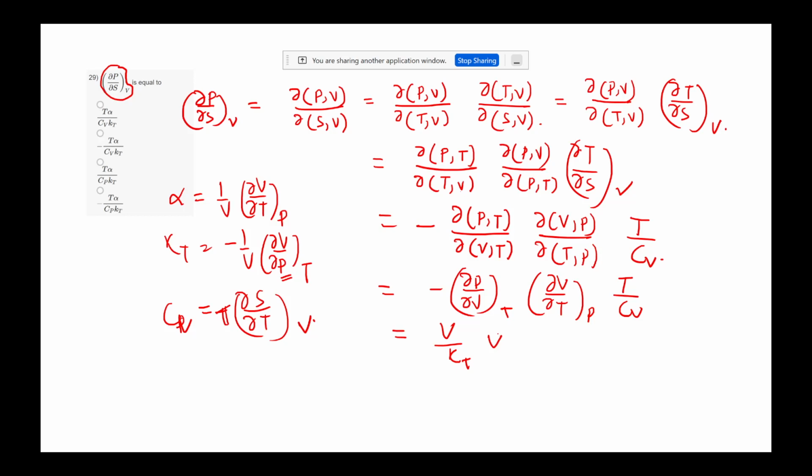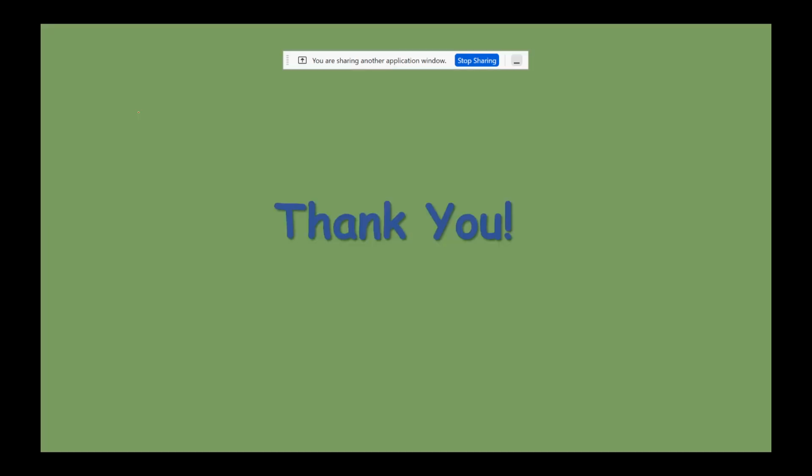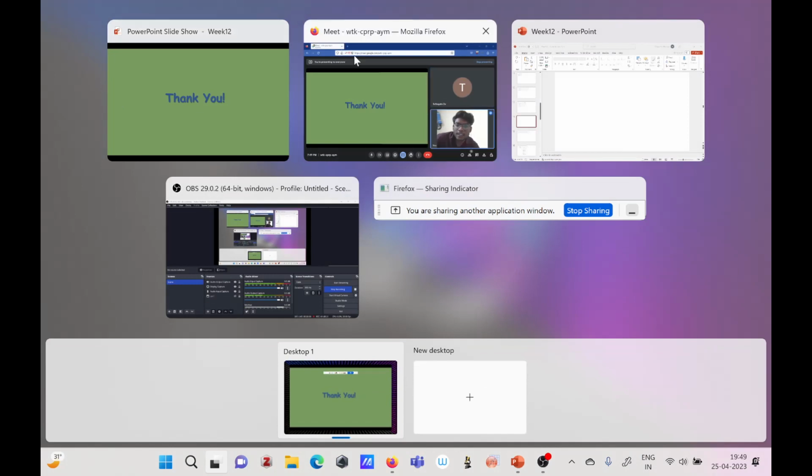Is it V by K_T or K_T by V? It is 1 by K_T V, yes. And this is V alpha, and this is T by C_V. Because V must cancel, this will be alpha T by K_T C_V, alpha T by K_T. So I'll just memorize this. I think this is going to come. Okay, so this is the end.